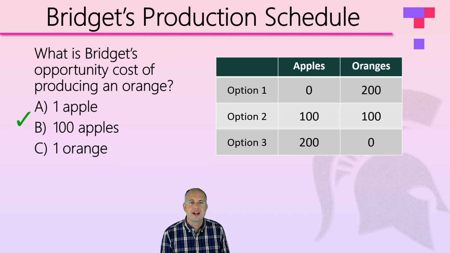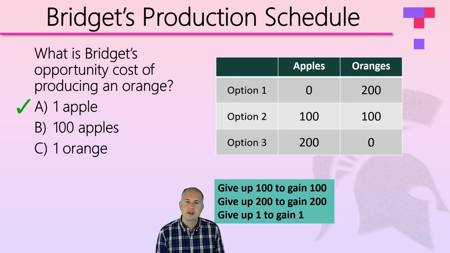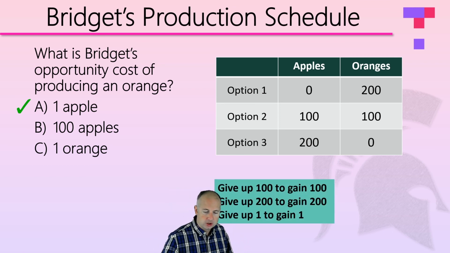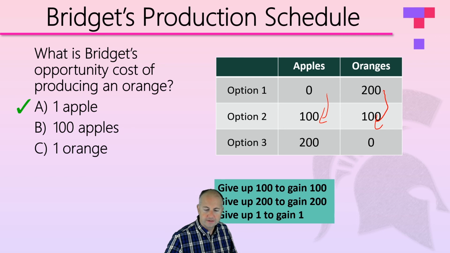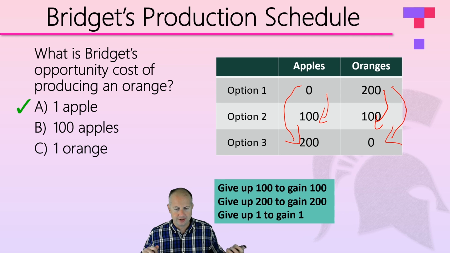Answer here is A. Her opportunity cost is 1 apple. How do we know that? Well, in order for her to move from option 1 to option 2, she gives up 100 oranges, gains 100 apples, or we could look at it as going from option 1 all the way to option 3, giving up 200 oranges, gaining 200 apples. In any case, it's give up 1 to gain 1.